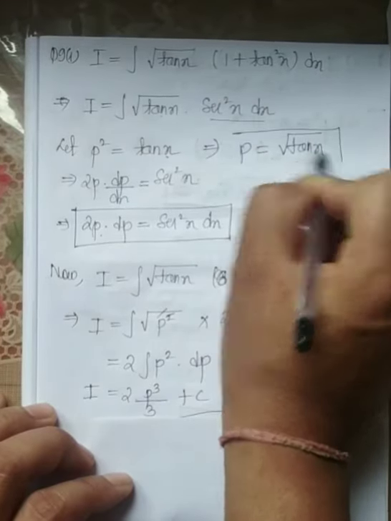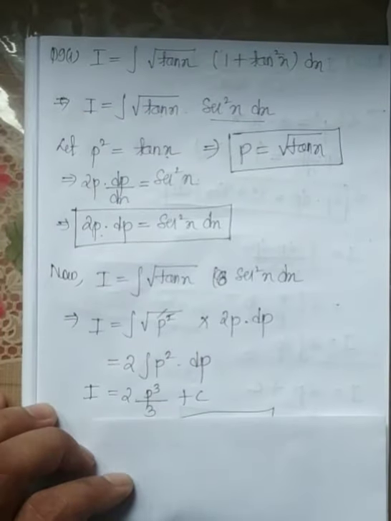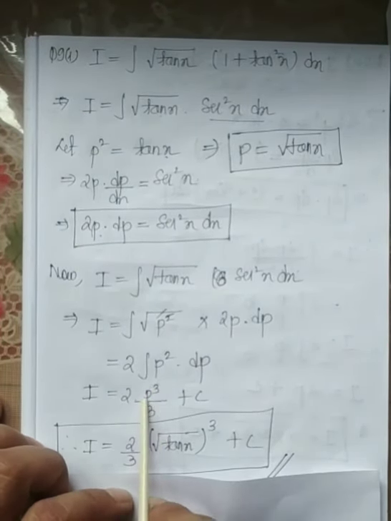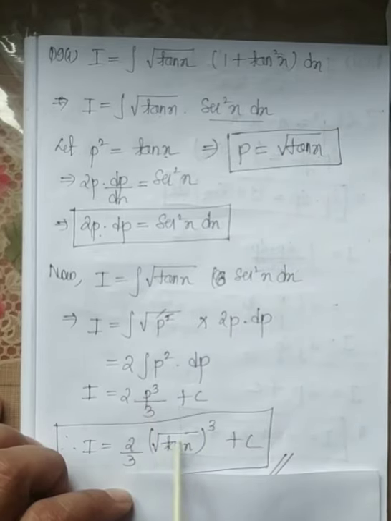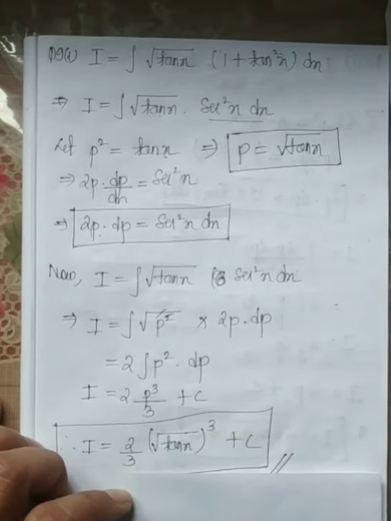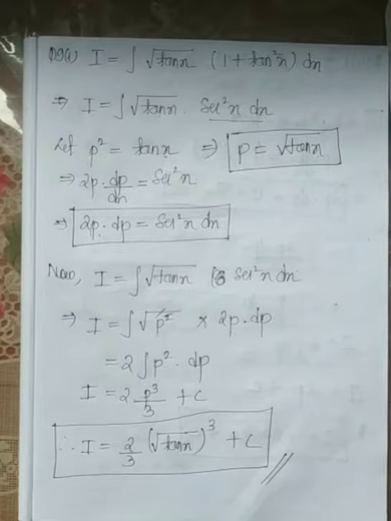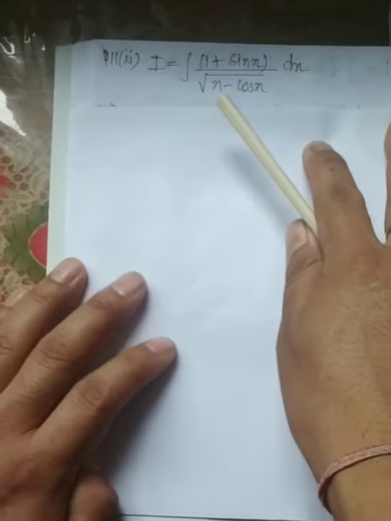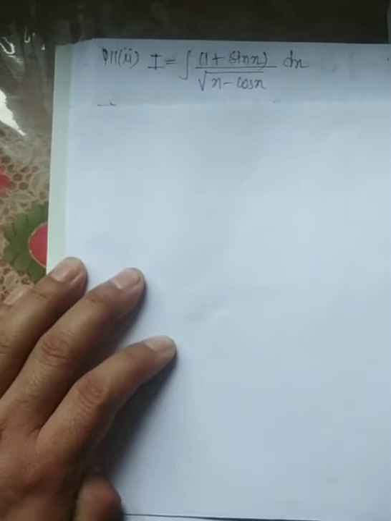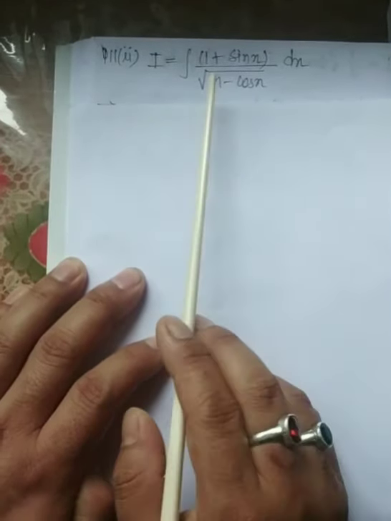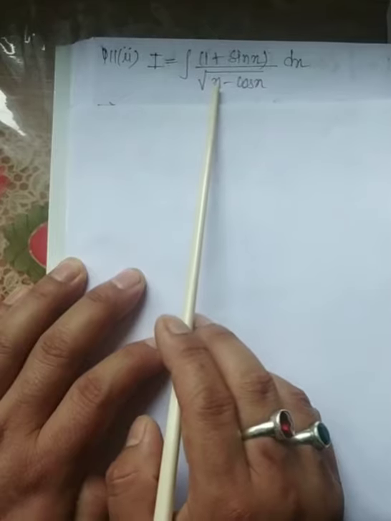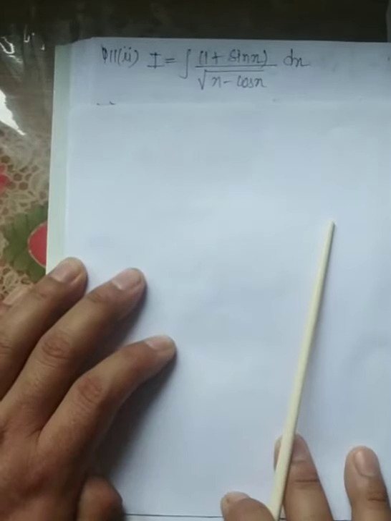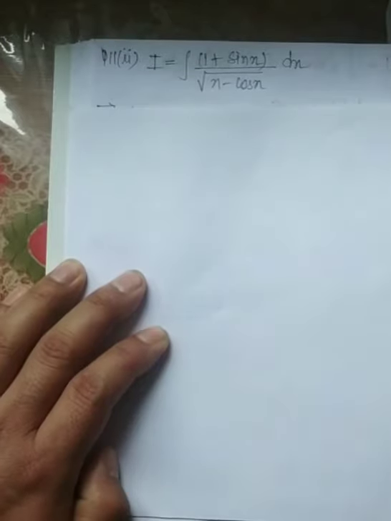So this value for p we need to put back in the final step. This is p to the power 3, but the value for p is root tan x. So root tan x all to the power 3 plus c. So pause the video to note it down. Okay, look at question number 11, part 1, and then pause the video and try to think yourself what would be the substitution. Denominator is root over x minus cos x, numerator is 1 plus sin x. Pause the video for a while and then think.